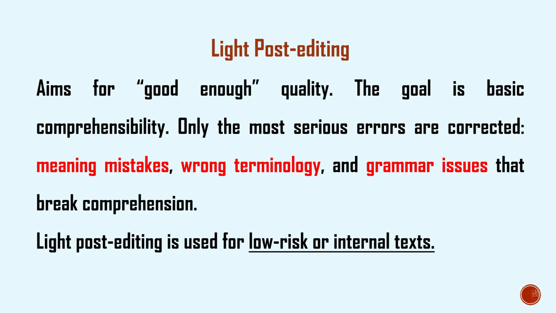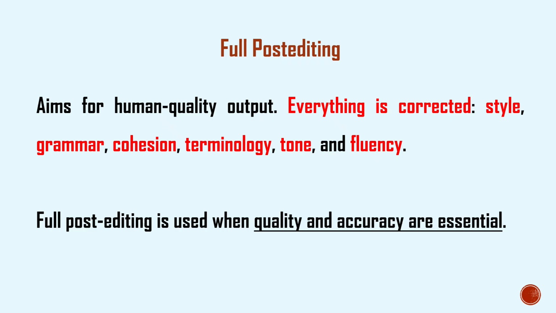These are texts that are used and produced within a company or an institution that are not highly complicated and that aim at facilitating communication only. Full post-editing, on the other hand, aims for human quality output. Everything is corrected. This includes style, grammar, cohesion, terminology, tone, and fluency. Full post-editing is used when quality and accuracy are essential.